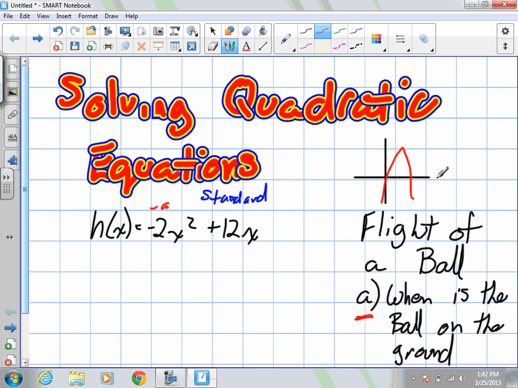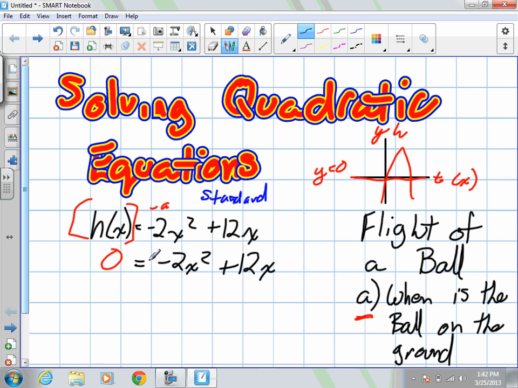Well, since our x-axis is going to be representing our time, and our y-axis is going to represent height, we know that a ball on the ground is when we're cutting through the x-axis. In other words, when y is 0. Okay? So that same idea, we are going to replace our height with the value of 0. Okay? Negative 2x squared plus 12x.